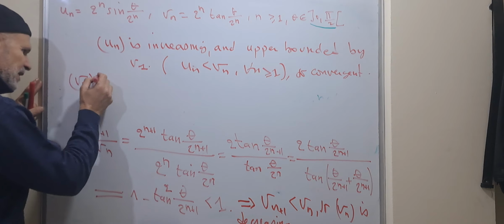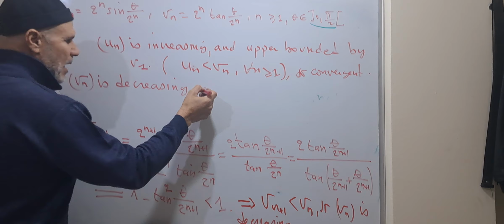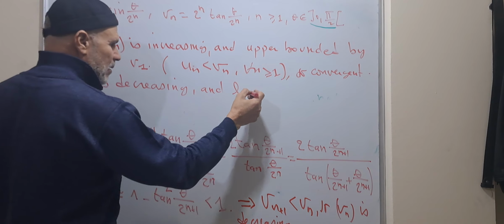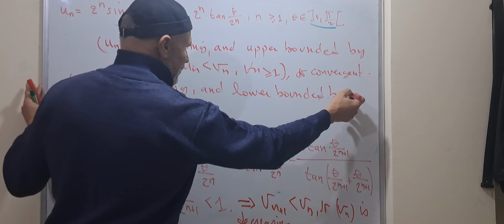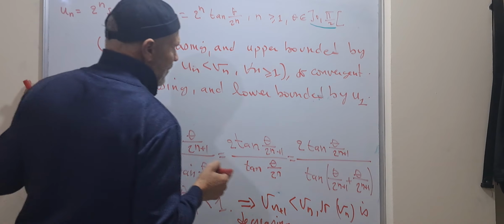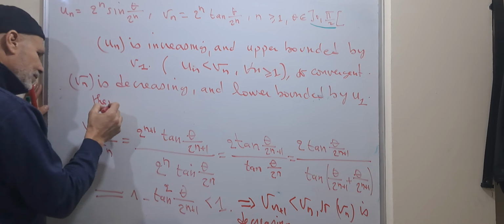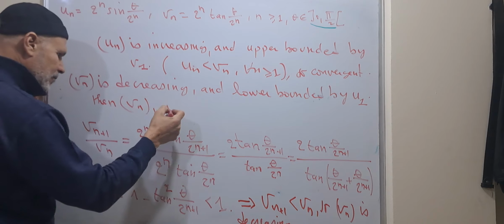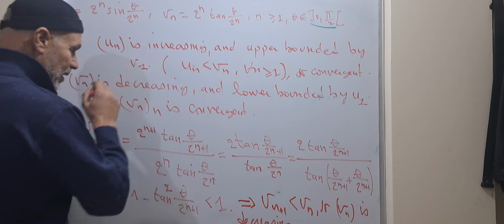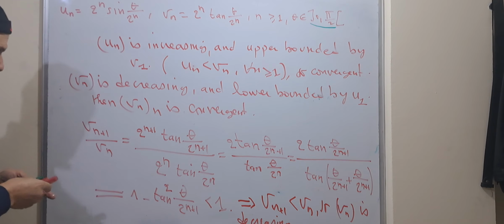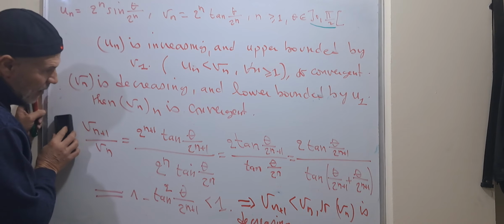v_n is decreasing and lower bounded by u_n for the same reason, then v_n is convergent. I need this information to finish, to end the solution.